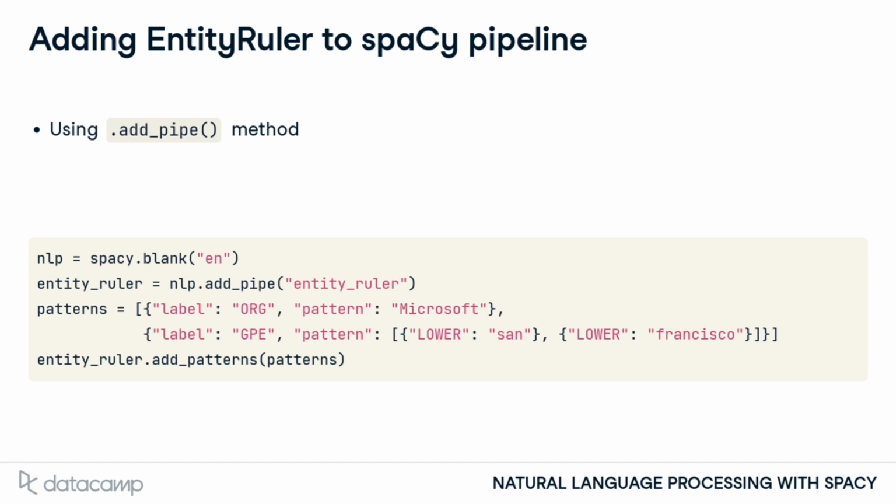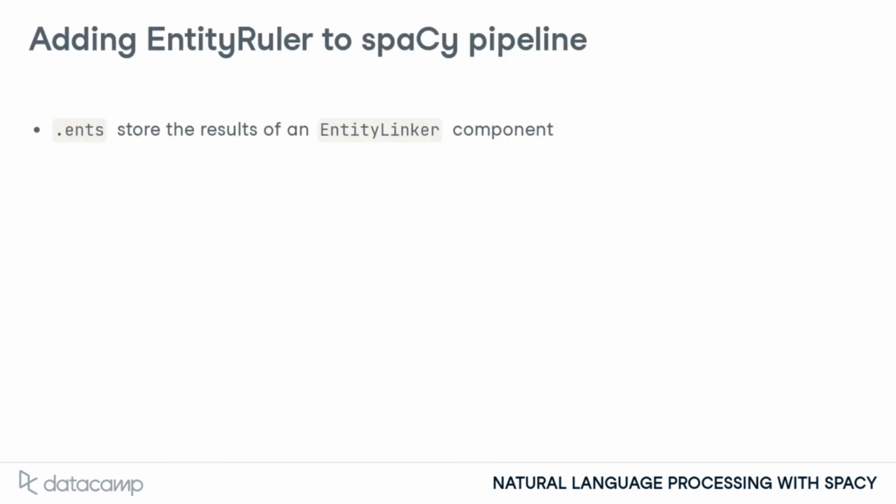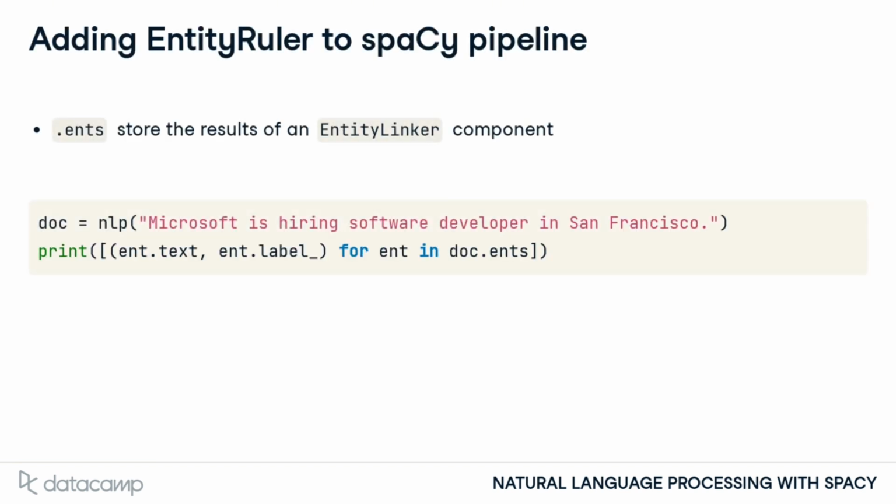As an example, we load a blank spaCy model and use the .add_pipe method with "entity_ruler" in quotation marks to add the entity ruler component. Next, we define a list of patterns. Patterns can be a combination of phrase entity and token entity patterns. These patterns can be added to the entity ruler component using the .add_patterns method.